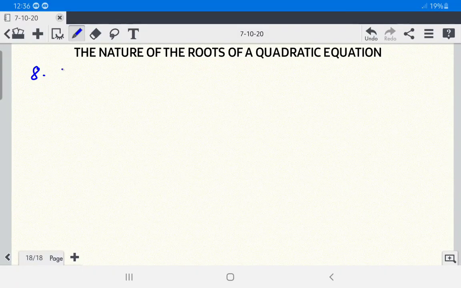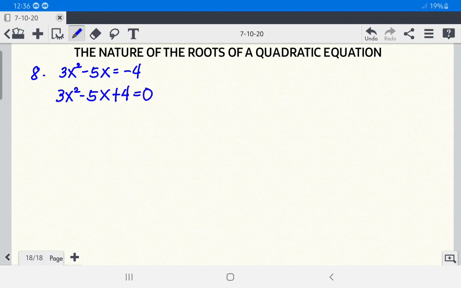Number 8, let's say we have 3x squared minus 5x equals negative 4. Now, the first step is we're going to write this into standard form: 3x squared minus 5x plus 4 equals 0. So here, you're going to make use of the addition property of equality. You just add 4 on both sides of the equation. Then, find the values of a, b, and c. So, a here is 3. Then, b is negative 5. Then, c is positive 4.